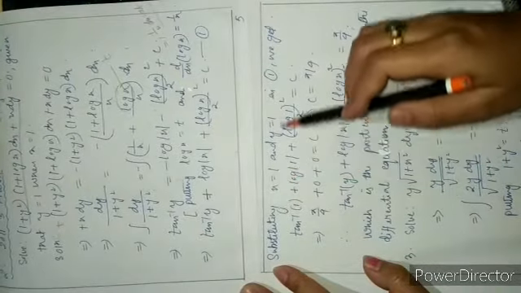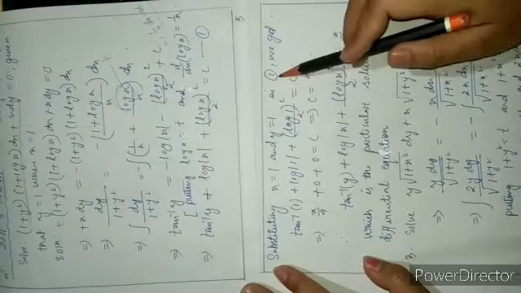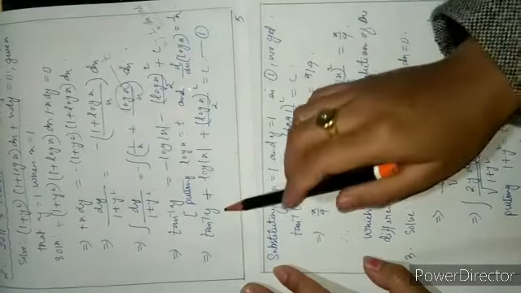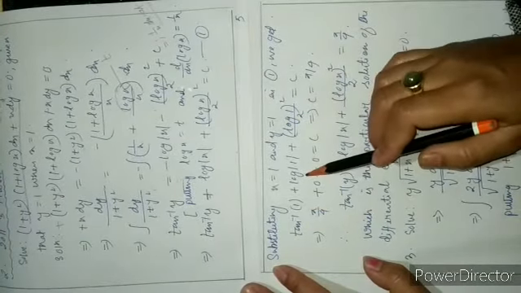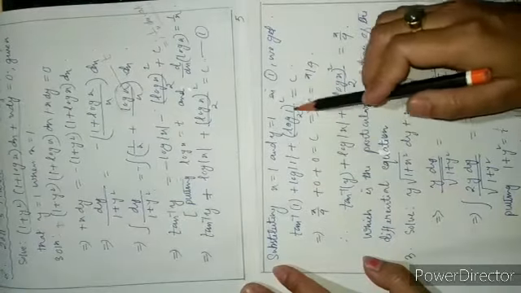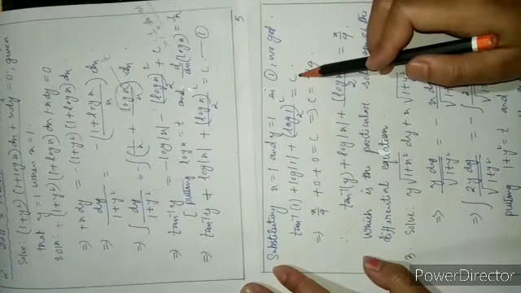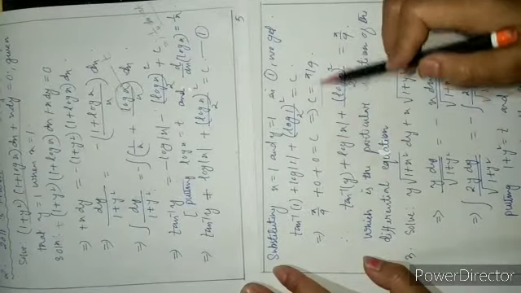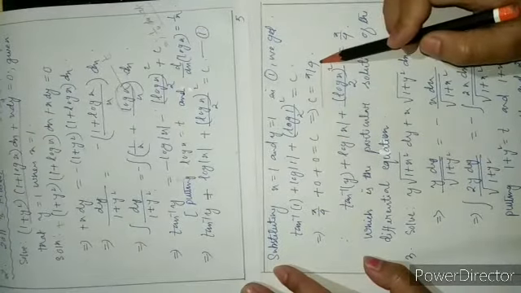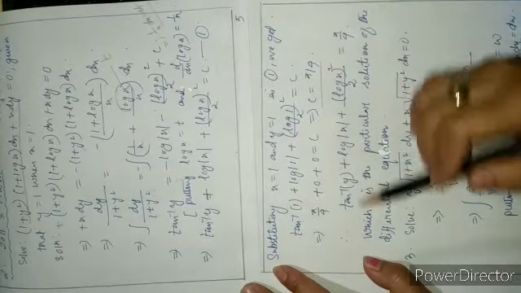Substituting x is equal to 1 and y is equal to 1 in equation number 2, we get tan inverse of 1 plus log modulus of 1 plus log 1 whole square divided by 2 is equal to c. Since the value of log 1 is 0, by solving this equation we get the value of c is equal to pi by 4.